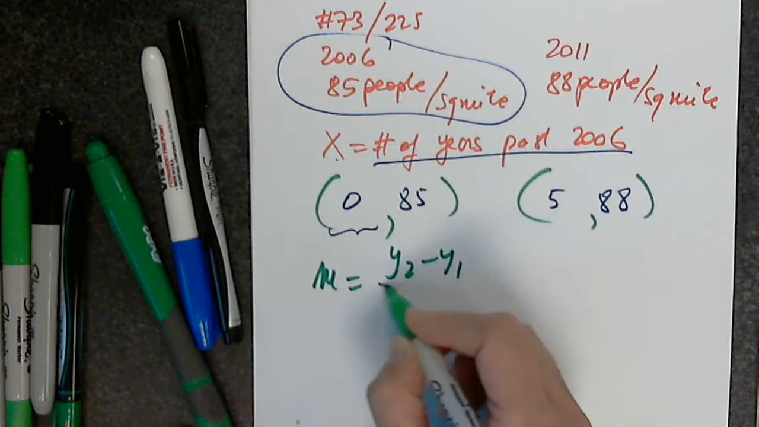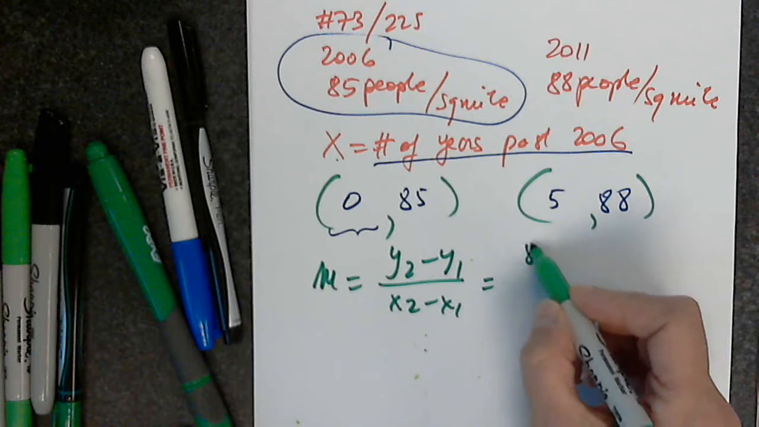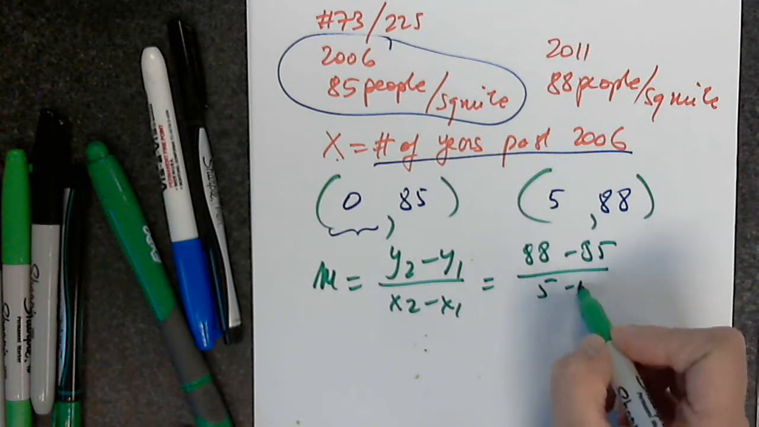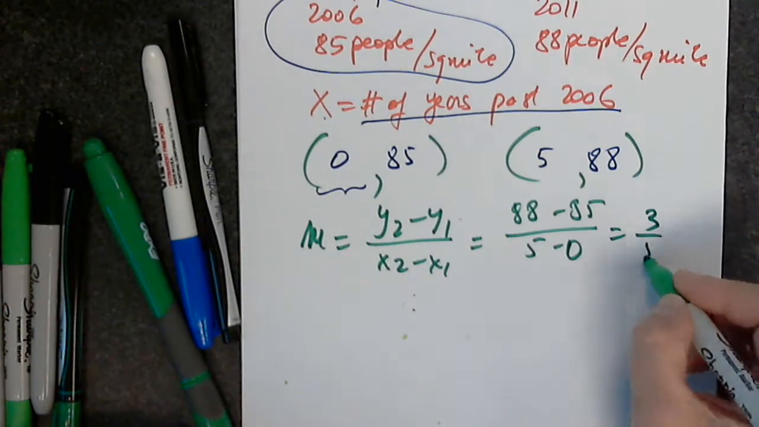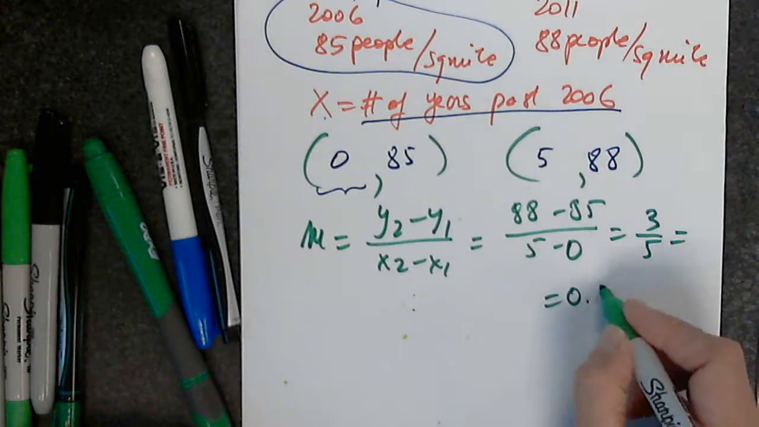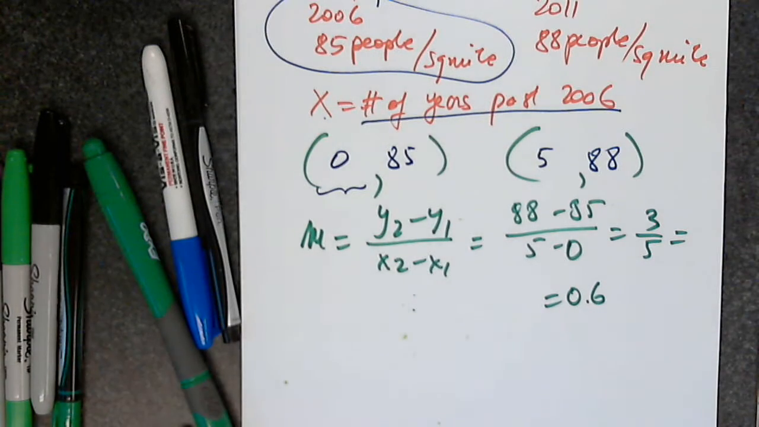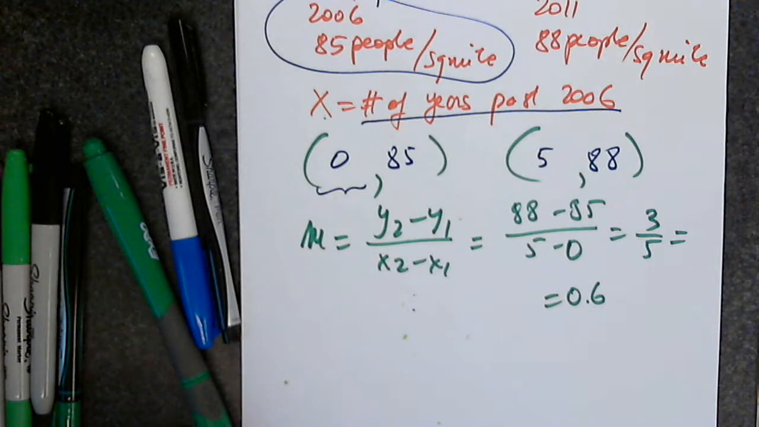Let's write the equation always so we don't forget it. So it's 88 minus 85 divided by 5 minus 0. So 88 minus 85 is 3. So it's 3/5, or if you want, 0.6. Now, without a measurement unit, this means nothing. What is the measurement unit of this slope, also called the rate of change? The measurement unit. Is it feet? Is it kilograms? Is it money? Is it what?